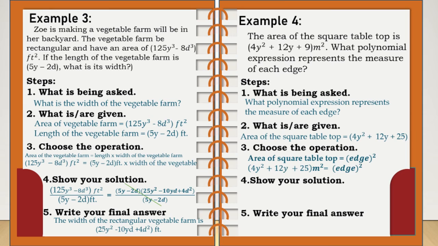Choose the operation. Area of the square table top is equal to edge squared. So substitute, we have the solution. Square the first and last term because it is a perfect square trinomial. So we have the final answer: (2y plus 5) meters is the edge of the square table top.